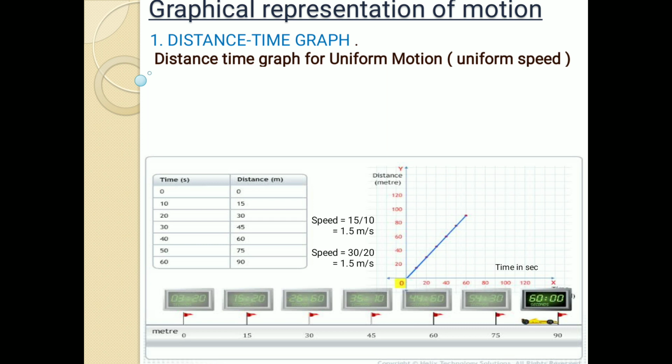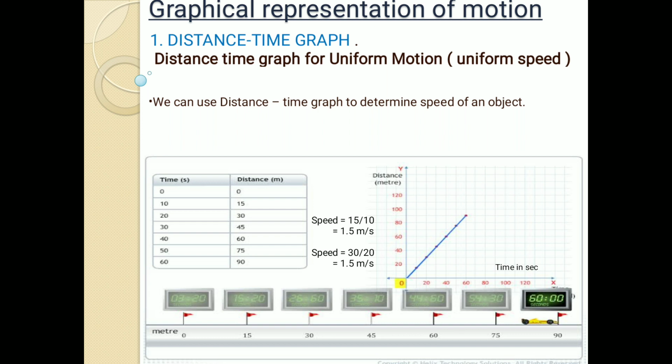So what is the first use of this distance-time graph? By using this distance-time graph we can find the speed of an object. How to find the speed of an object? Because we know distance and we know time, we can calculate the speed. Here I have calculated speed equal to 15 divided by time. 15 is the distance and 10 seconds is the time taken. So the answer we got is 1.5 meter per second. So 1.5 meter per second is the speed.